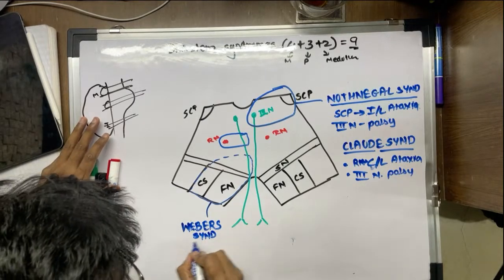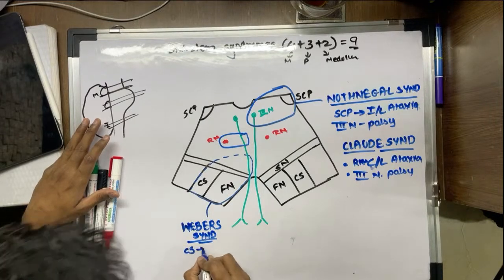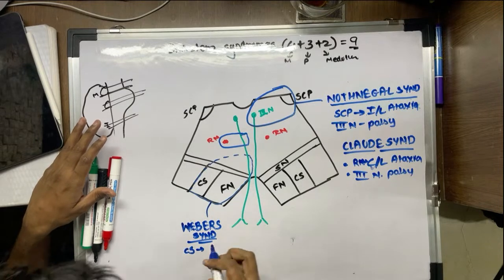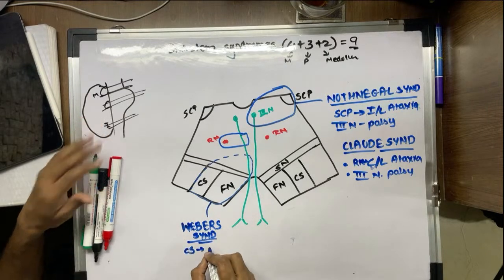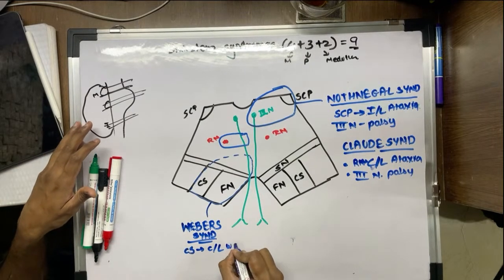Okay. This is called Weber's syndrome. Now, what all is involved? Corticospinal tract is involved. We know that the corticospinal tract decussates below the medulla, so the contralateral part will be involved. So, contralateral weakness.